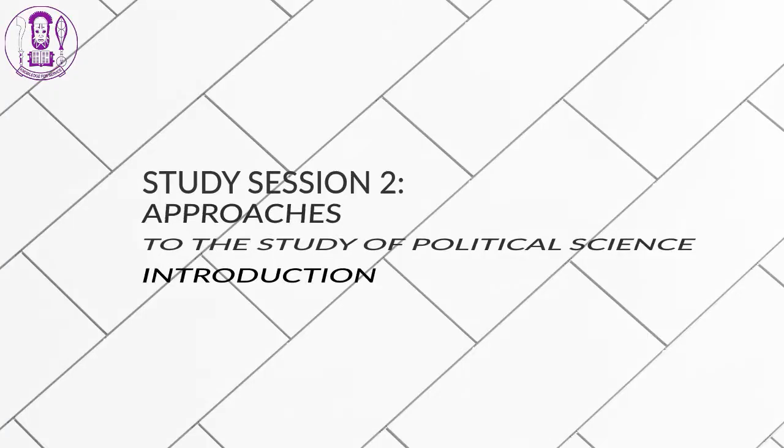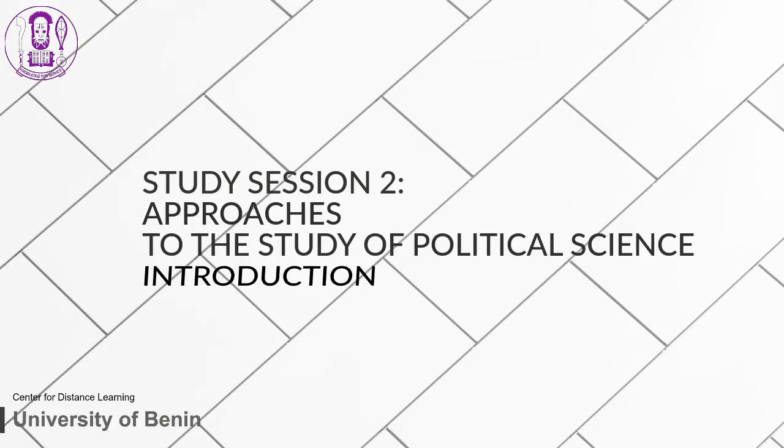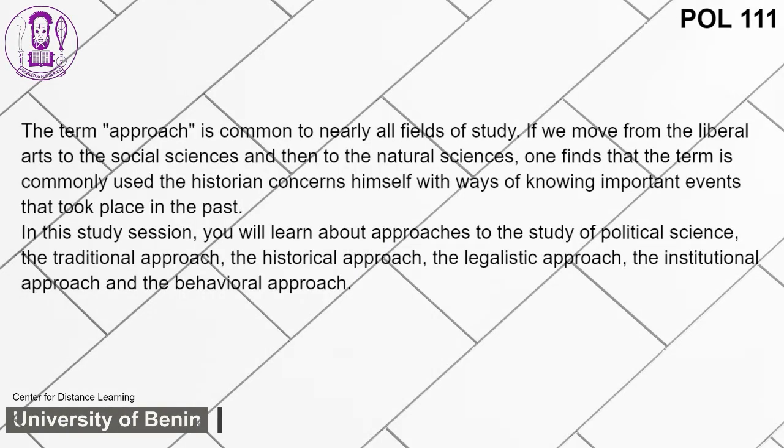Study Session 2. Approaches to the Study of Political Science. Introduction. The term approach is common to nearly all fields of study. If we move from the liberal arts to the social sciences and then to the natural sciences, one finds that the term is commonly used. The historian concerns himself with ways of knowing important events that took place in the past.